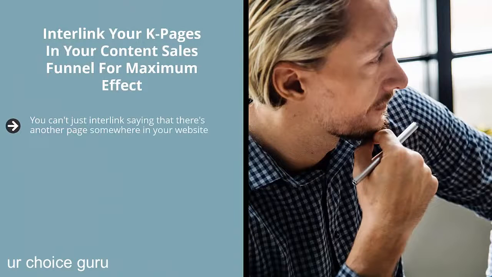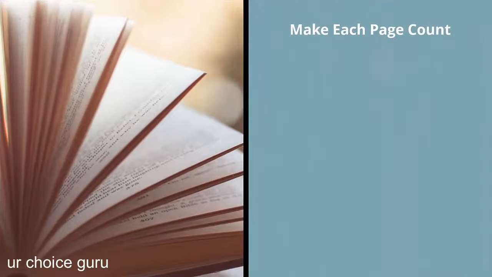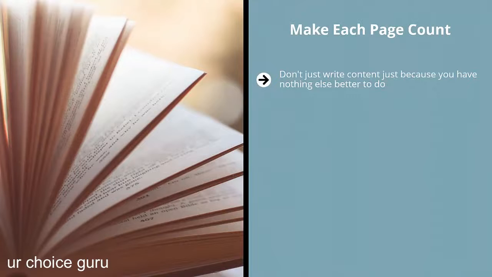You can't just interlink saying that there's another page somewhere in your website. You have to organize these links based on questions or concerns and tie them around certain themes that you know your audience members would be interested in. Make each page count. Don't just write content just because you have nothing else better to do. Every single word, every single paragraph, every single page must have a purpose. That purpose should be obvious to you by now. Your purpose is to push people down the conversion funnel.